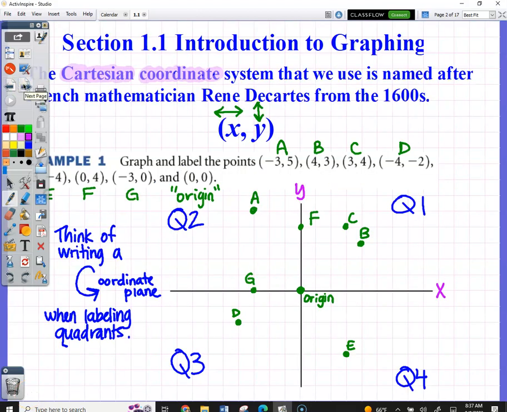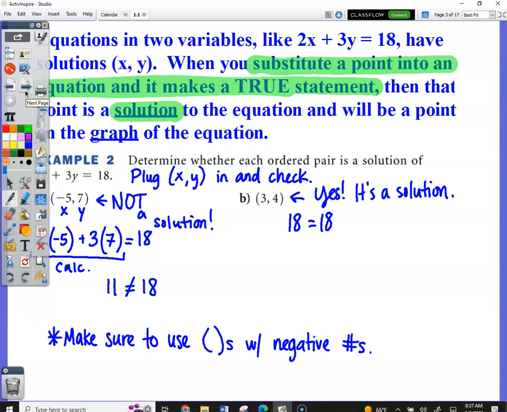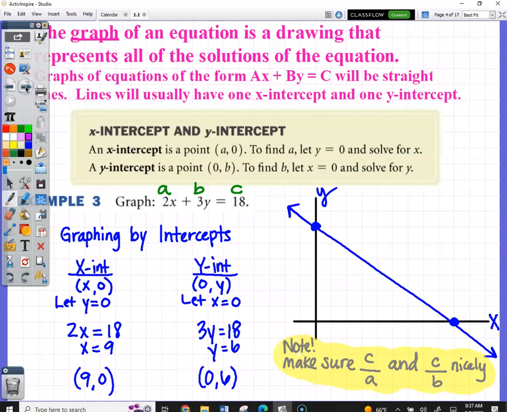Yesterday we refreshed you on graphing points. We reminded you of labeling quadrants. Determining if a point is a solution, you just plug it in and check if it's a true statement. We looked at a quick way to graph lines using the intercepts; it only works if the constant is divisible by the coefficients.